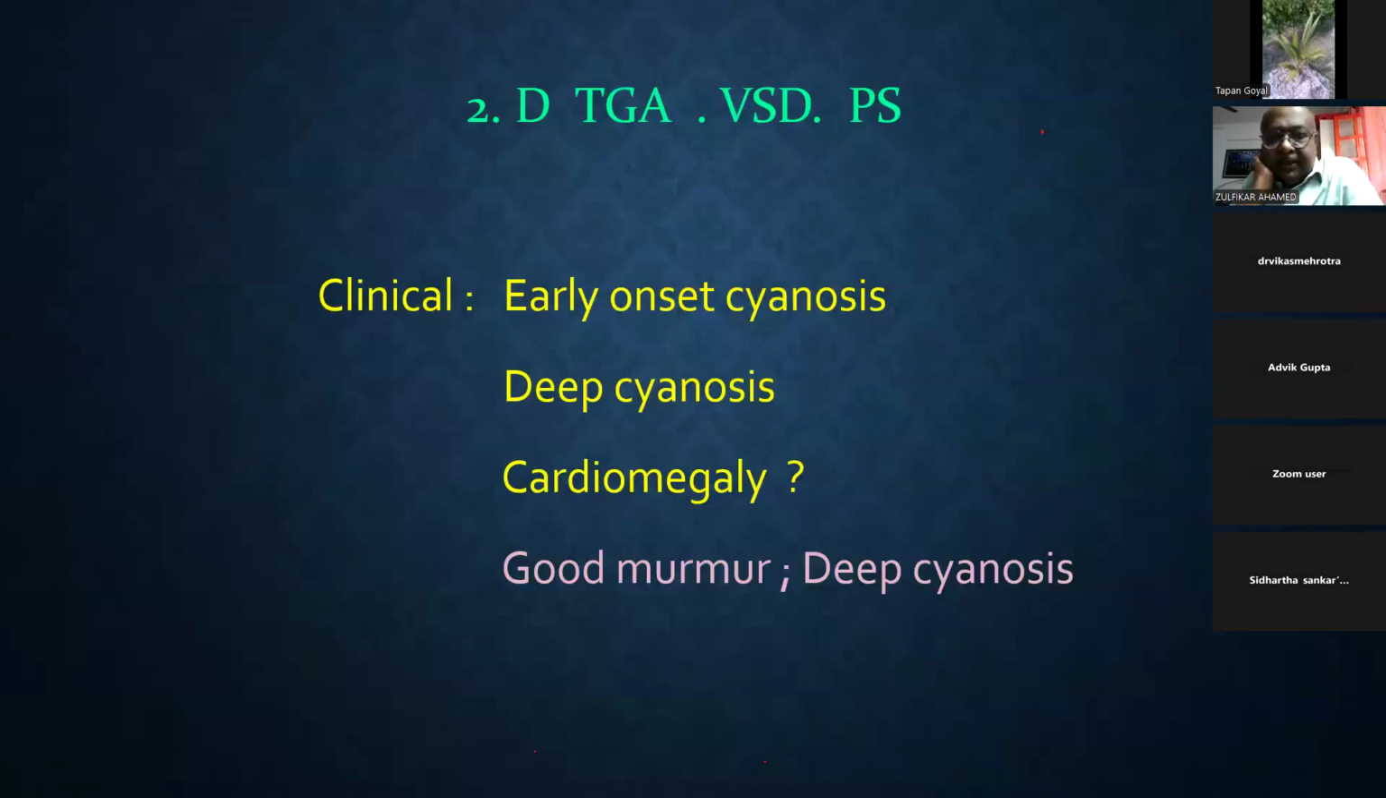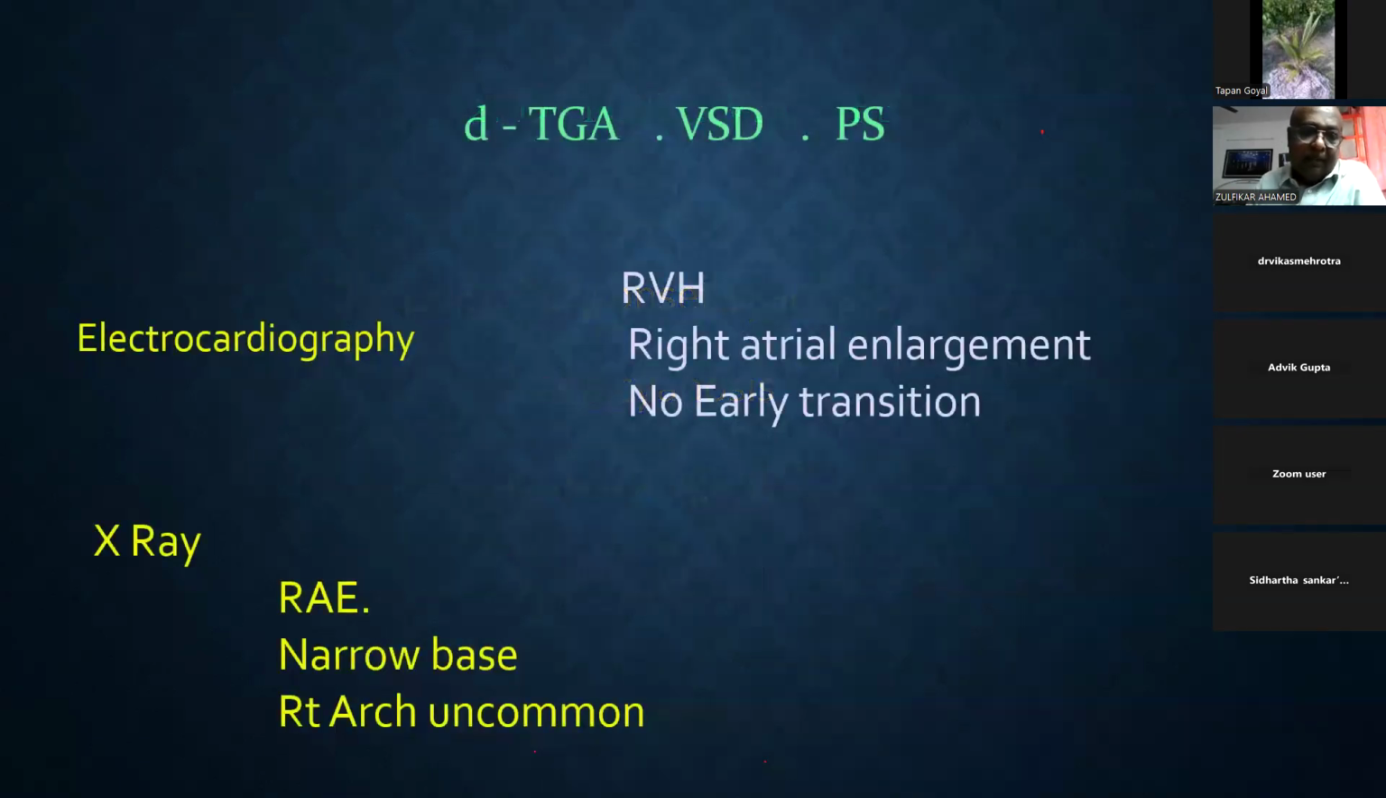Now, the second condition is DTGA VSD PS. As expected, they will have very early onset deep cyanosis, probably some cardiomegaly, but not usual. But the most important point is a good murmur with deep cyanosis. Generally in tetralogy of Fallot, when it becomes severe or severely blue, the murmur comes down in intensity, whereas in DTGA VSD PS, you have a very interesting combination of a good murmur with deep central cyanosis.